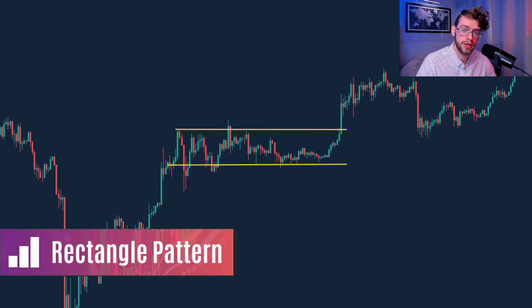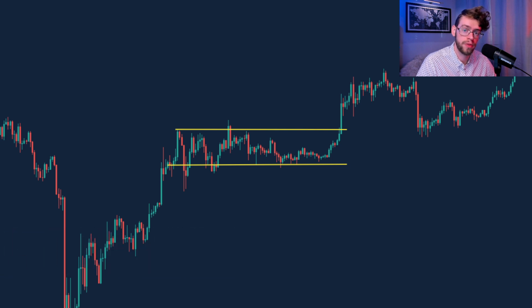The last pattern I'm going to be talking about, and arguably the most common one, is called a rectangle pattern. These patterns are sideways channels with the price movement bouncing neatly between 2 horizontal parallel lines. This pattern typically breaks out within 2 to 3 touches of the direction that it originally started from.